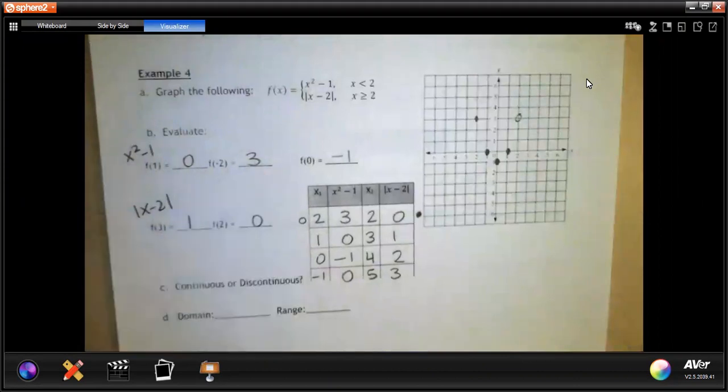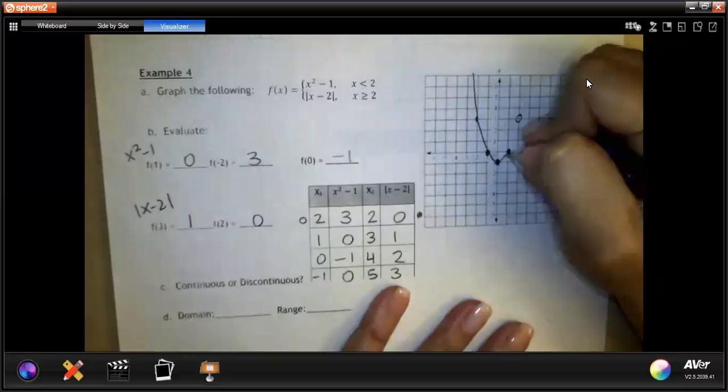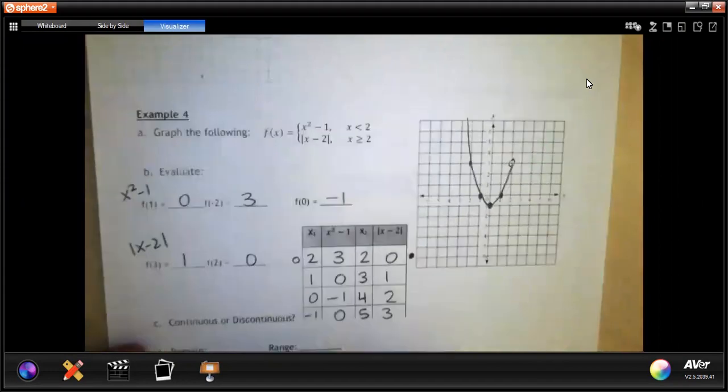That's a quadratic. It's got that U shape. So I'm going to connect my points here. And I would stop at that open circle because that's where that domain restriction is. That's what these are called right here. Domain restriction.